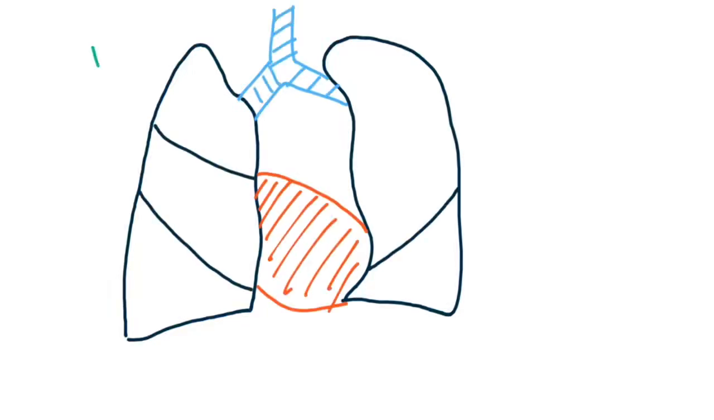So this is the right lung, and this is the left lung. Recall that the right lung has three lobes, the upper, the middle, and the lower lobes, and the left lung has two lobes, the upper and the lower. Recall that this segment of the left lung is called the lingula, but it isn't a functional lobe.